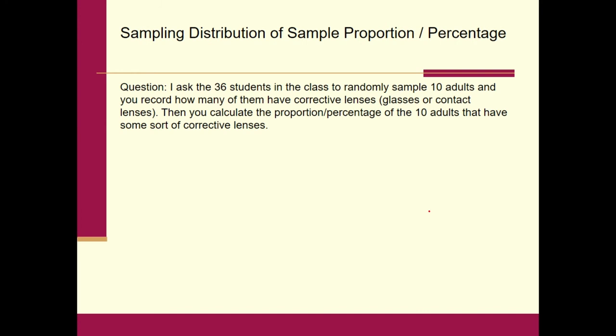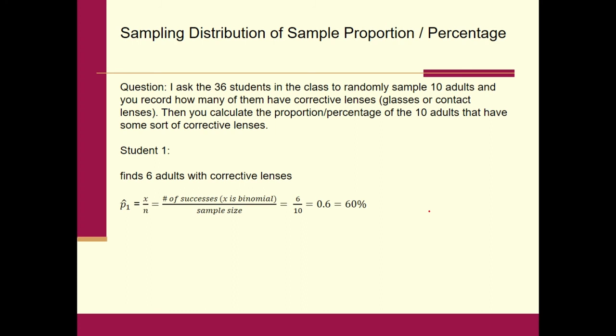All right, so here's a question. I asked 36 students in the class to randomly sample 10 adults, and record how many of them have corrective lenses. Then you calculate the percentage or proportion of the 10 adults that have some sort of corrective lenses. So we go ahead and do that, and we find out that student 1 finds 6 adults with corrective lenses. So that means p hat for that particular student, for that particular sample of people, turned out to be what? 60%, or 0.6.